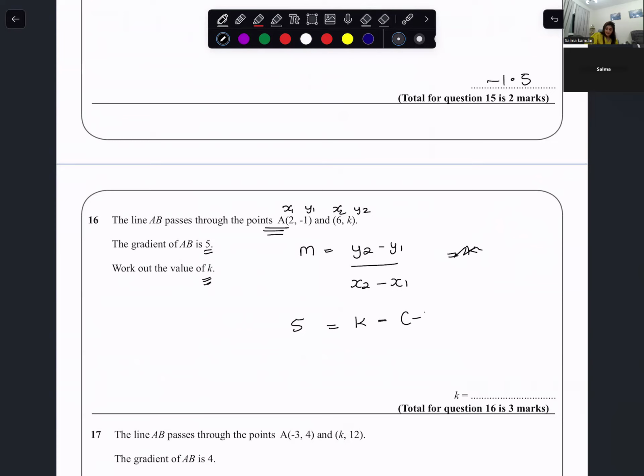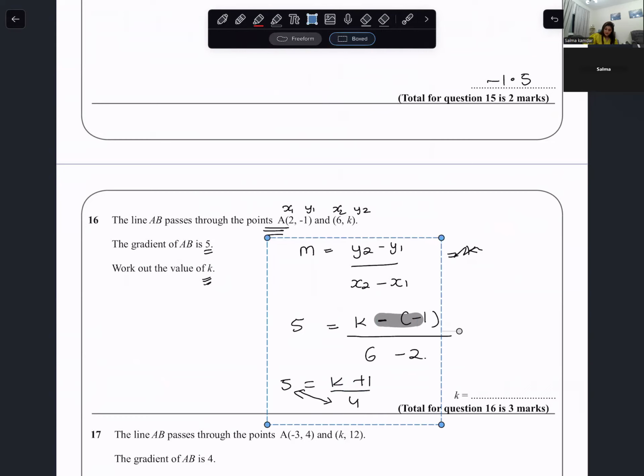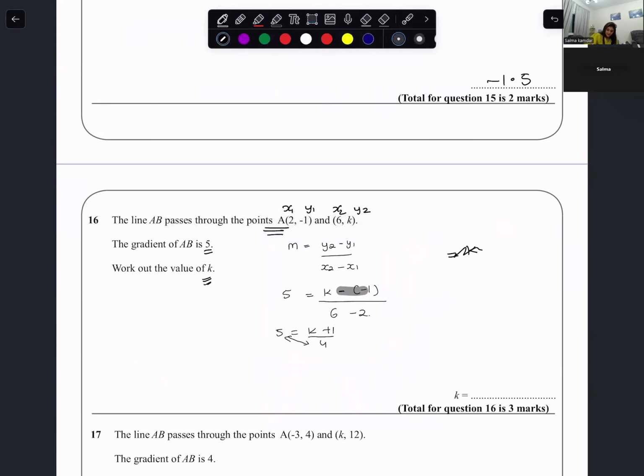Y2 is k, minus y1 is minus 1, over x2 is 6, x1 is 2. So this becomes 5 is equal to k, this minus and minus would make it plus, k plus 1 over 4. Now I'll cross multiply. So it becomes 20. 5 fours are 20 is equal to k plus 1. So k is equal to 19.